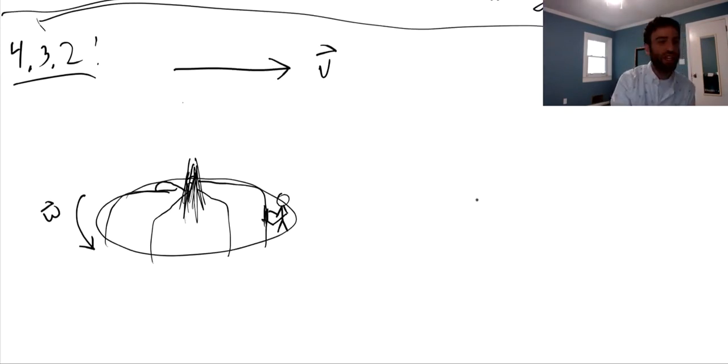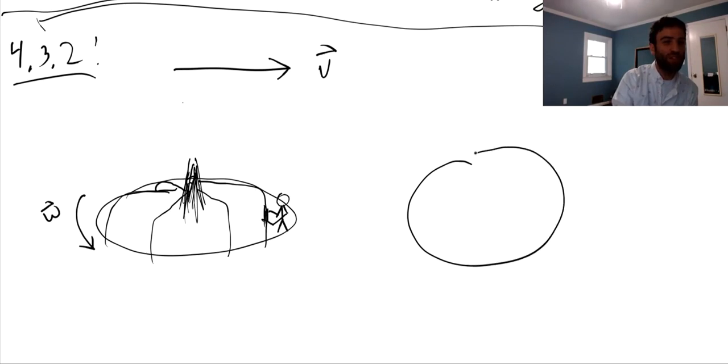What does this look like if I just view it from the top? So from the top, I have an approximate circle. It's rotating in this direction. And I've got my person, say, over here, spinning around in this circle, right?